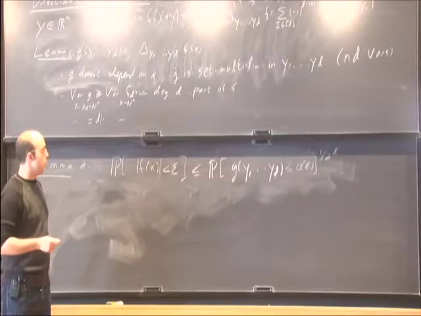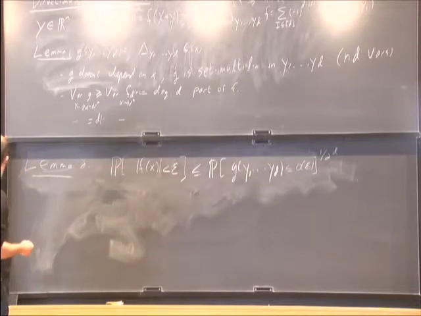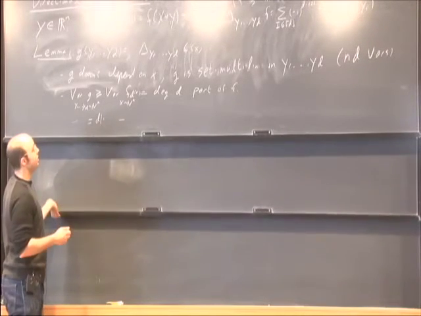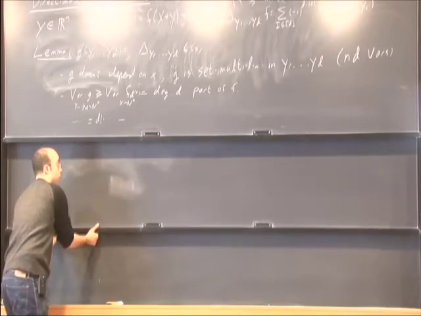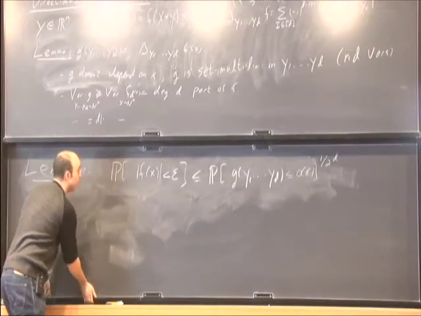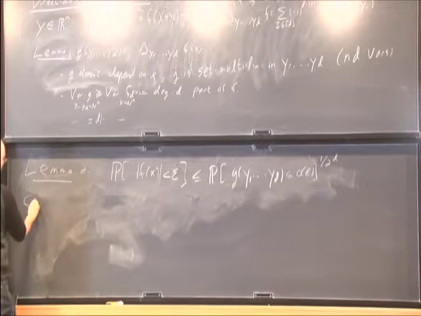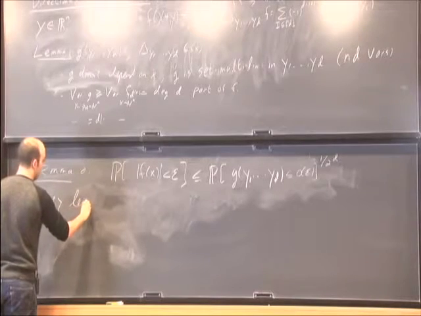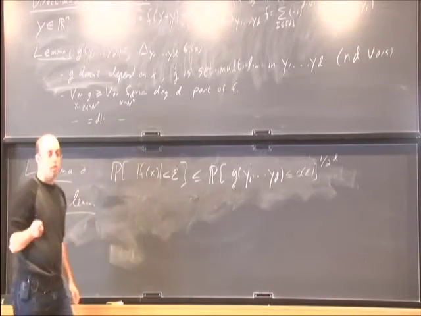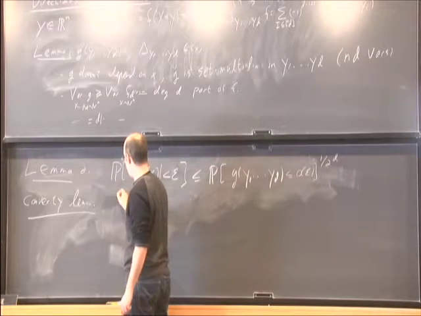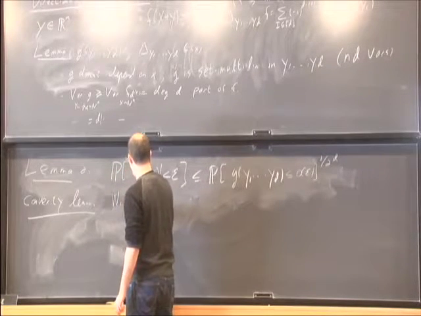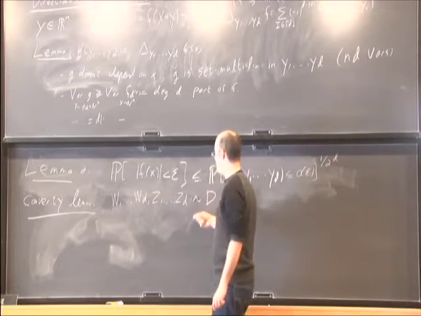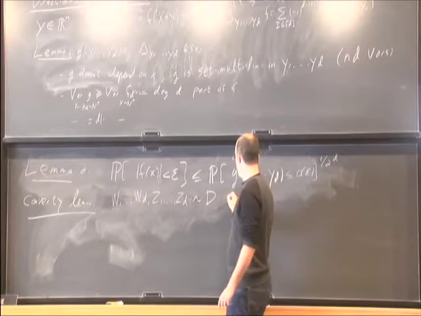Okay, how do we prove the second lemma? Let me start with a convexity lemma. And it says the following thing. So choose any distribution D, and choose variables for this distribution. Let's call them w1 up to wd, and let's say z1 up to zd, coming from some distribution D over the reals. Okay, so that's some distribution.